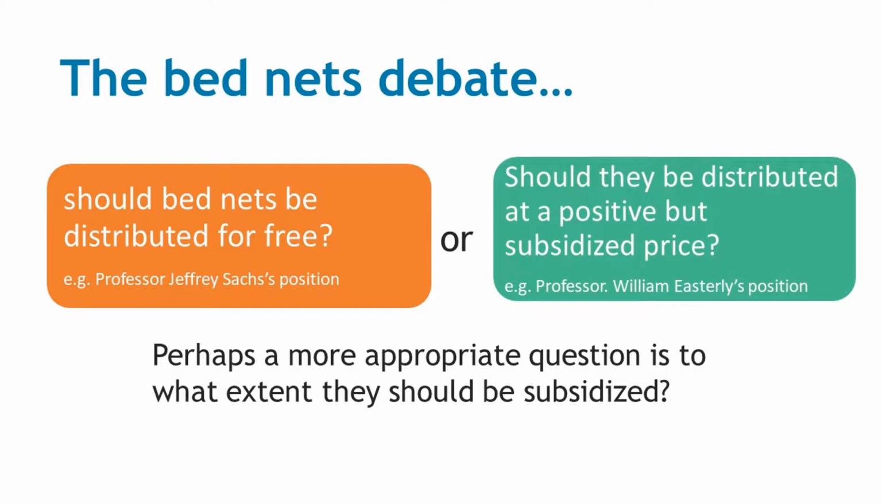On the one side, there are those who support the idea that these bed nets should be distributed for free. For example, Professor Jeffrey Sachs holds this position. And then on the other side, there are those who argue that there has to be a positive price for the distribution of these bed nets. For example, William Easterly is one of the proponents of this argument.